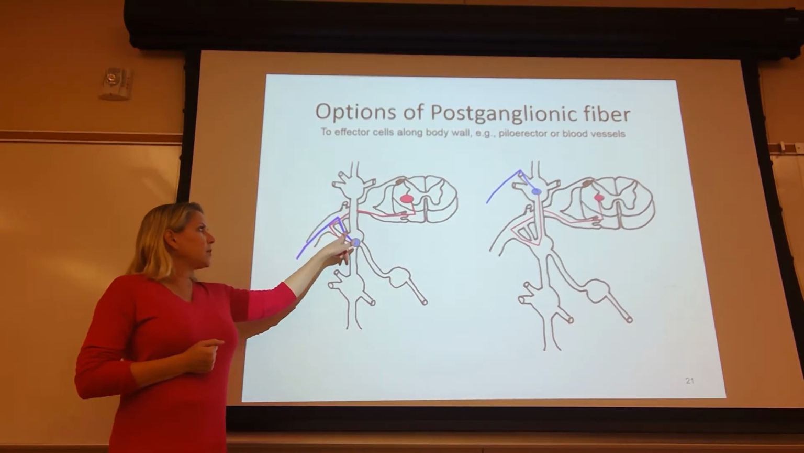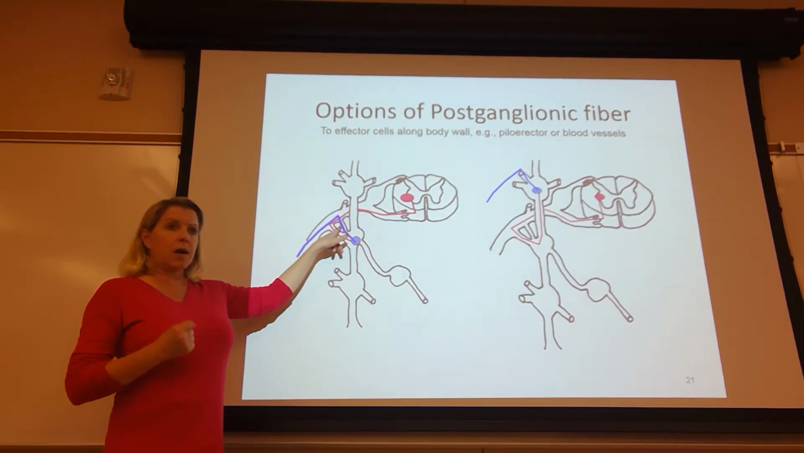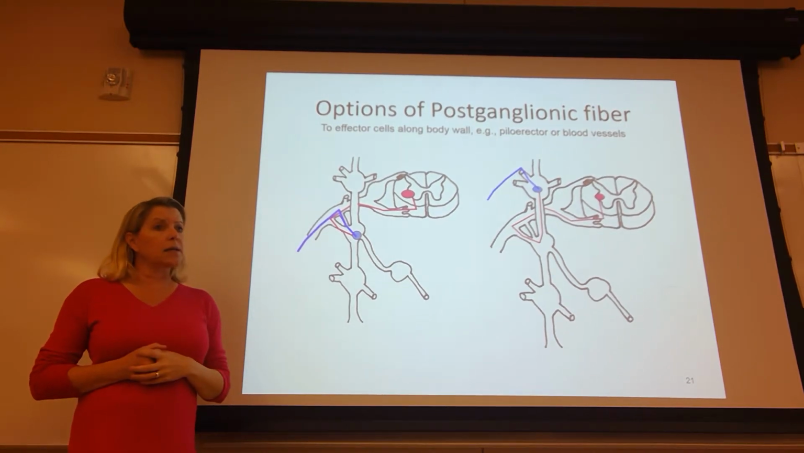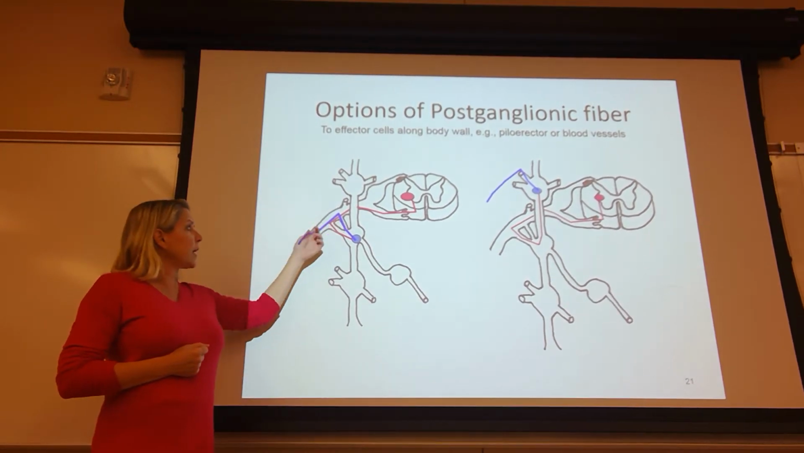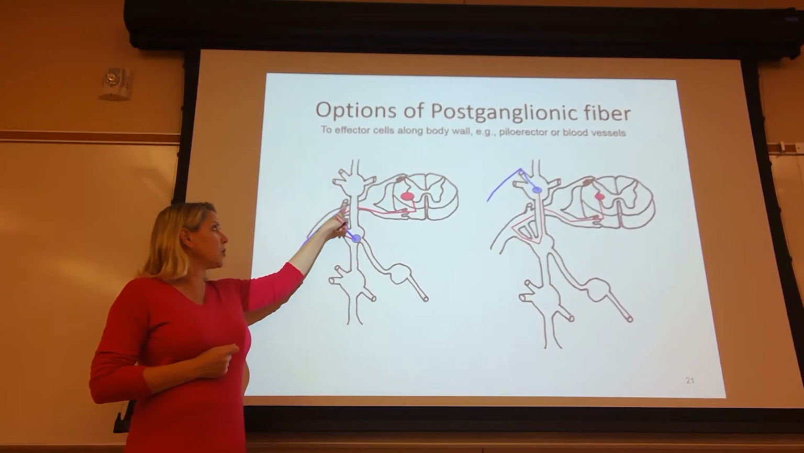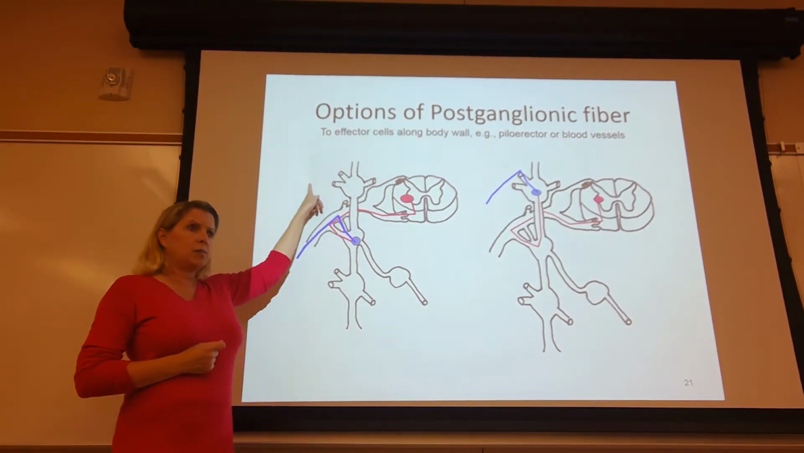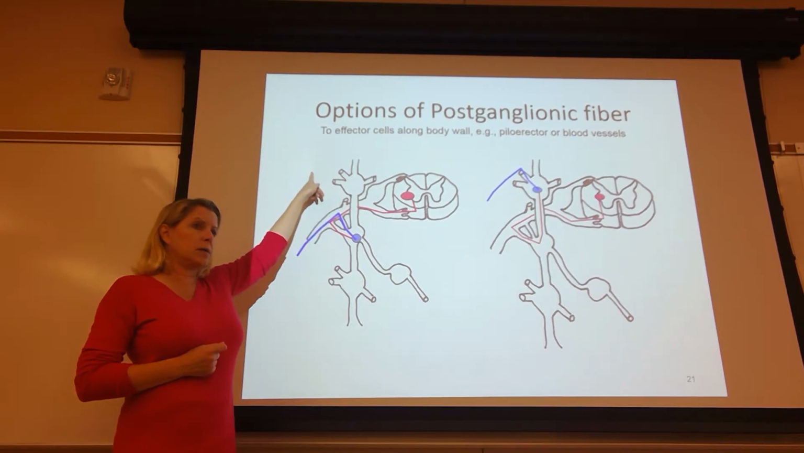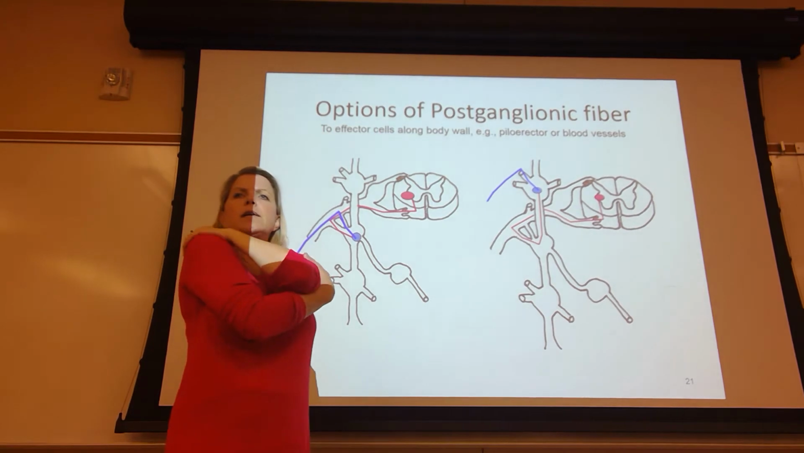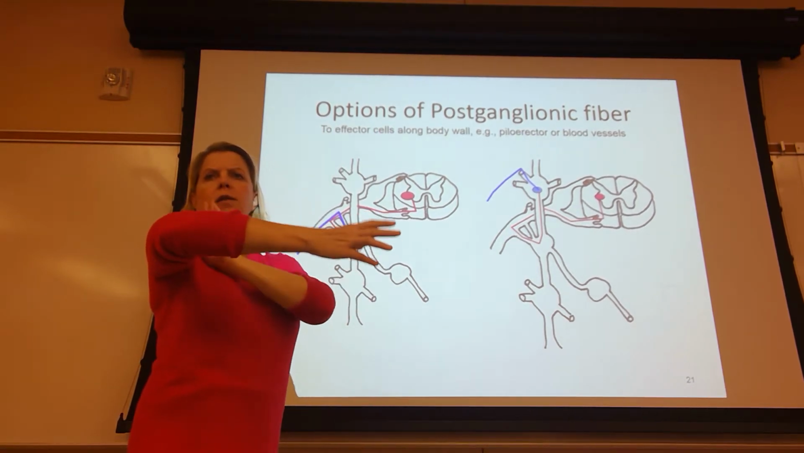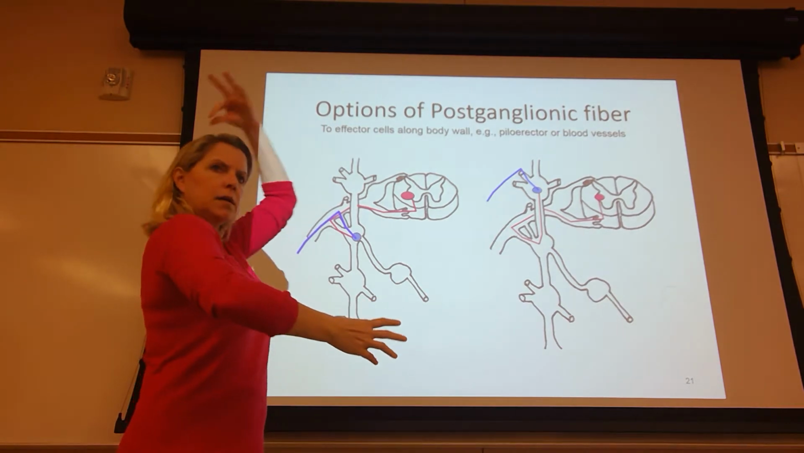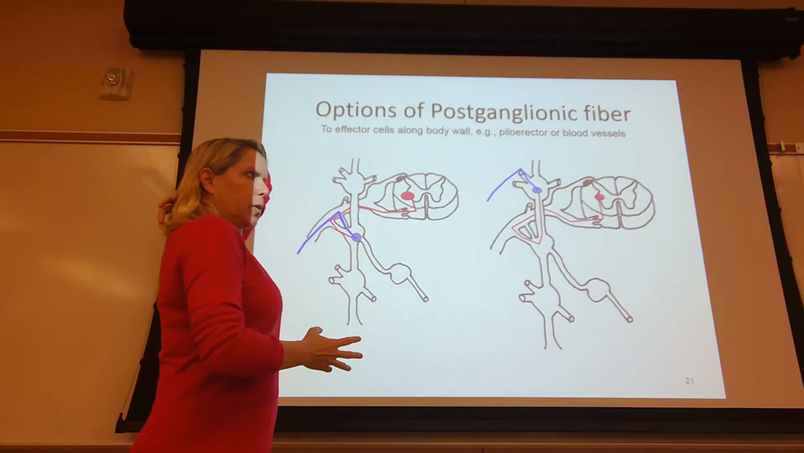Postganglionic fibers have to exit through, for this option, through the gray ramus, which means it's not myelinated. It can enter an anterior primary ramus, as shown here, or it can enter a posterior primary ramus. That means it's going to target involuntary effectors, either ventral or posteriorly of the spinal cord.